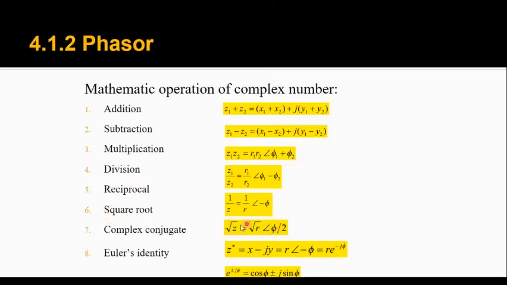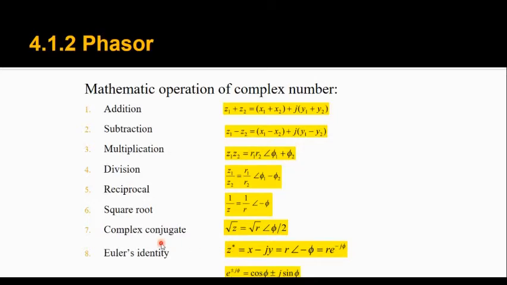This is the square root, whereby you do the square root of your magnitude, and by doing the square root of magnitude, you actually divide the phase angle by 2. And then number 7, you have the complex conjugate. You need to know this because in chapter 5 there will be a topic of maximum power transfer, whereby you are going to use the complex conjugate to find the load impedance.